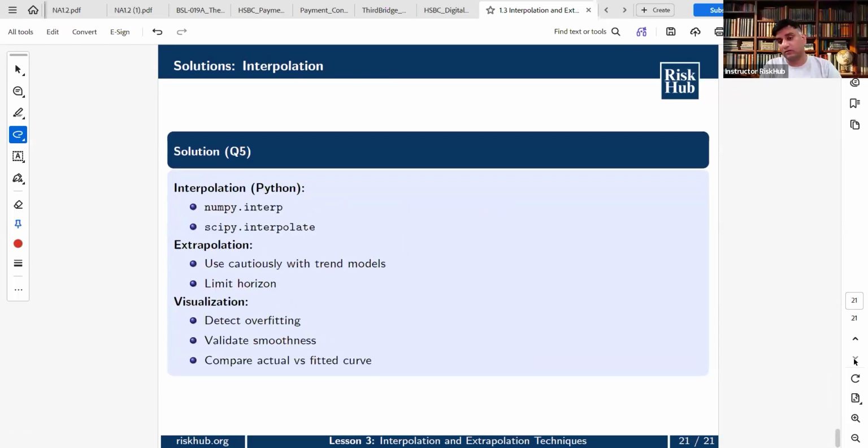So the idea here is that for interpolation we use numpy.interp, right? And scipy.interpolate. Extrapolation is used partially with trend models: limit your horizon, visualization, detect overfitting, validate smoothness, compare actual versus your fitted curve. Limit your extrapolation horizon, because long range extrapolation is unreliable. Use your economic logic, because pure trend extension is dangerous. Run sensitivities to check how output changes, and visualize to spot unrealistic behavior, right? So that is what we need to know.